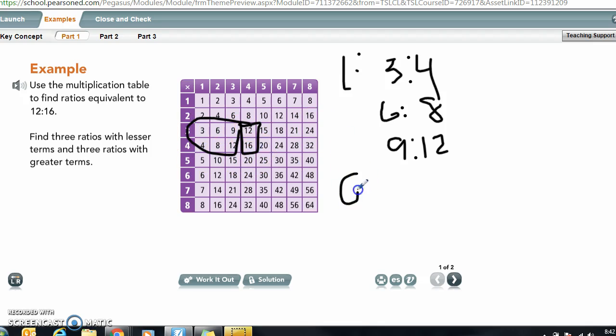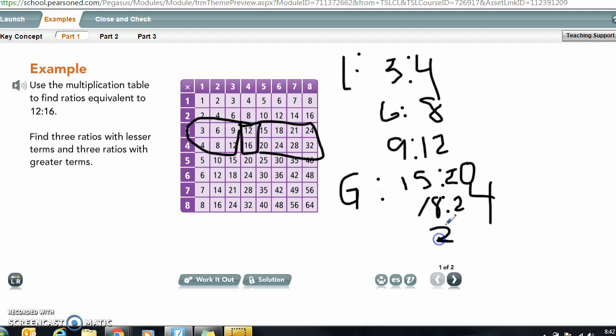Well, greater than, because they wanted 3 greater, would all be to the right of that number. Okay, so I know 15 to 20 could be 1. Okay, 18 to 24 could be 1. I know that 21 to 28 could be 1. And I know that 24 to 32 could be 1. So these are all equivalent ratios to 12 16ths. Go ahead and put those in your notes. Press pause if you need to.